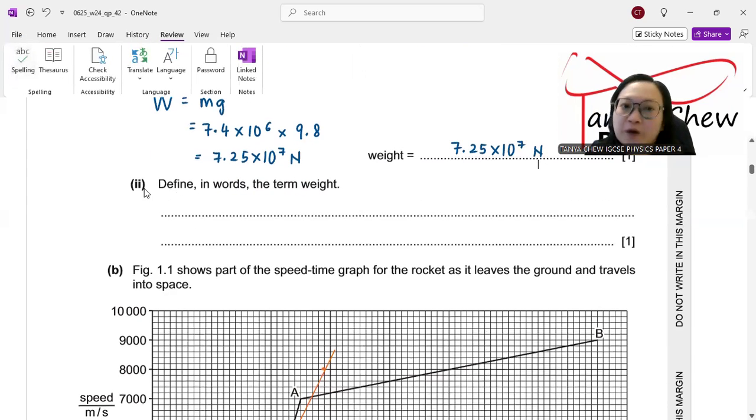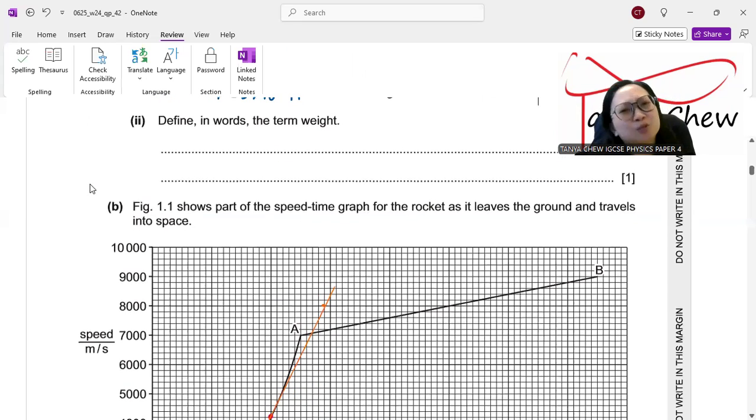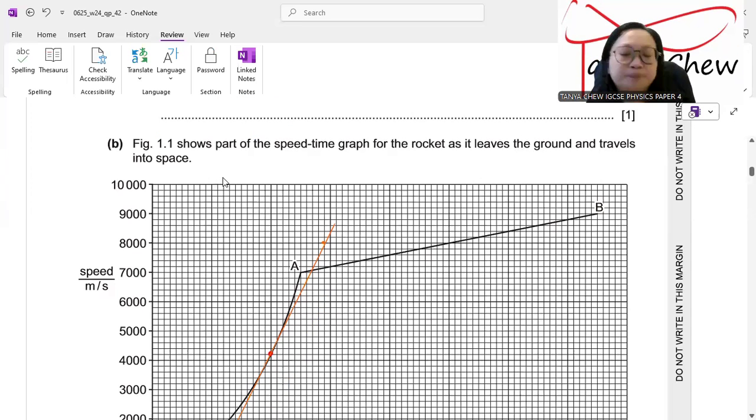So the second part, define in words the term weight. What is weight? Weight is actually gravitational force acting on a mass. That is called weight. So I hope you're clear on that. Now I would like to continue.